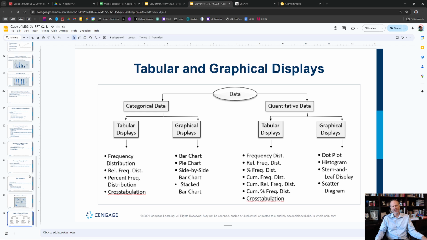So here's a summary of everything we went through in this chapter, and generally how we use the different stuff that we looked at based upon whether it's qualitative, aka categorical data, or quantitative data, and whether we're displaying it in a table or in some sort of a chart or graph. And you can pause the video and read through this.